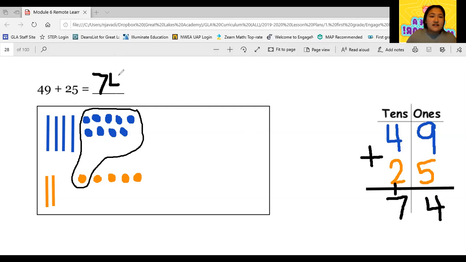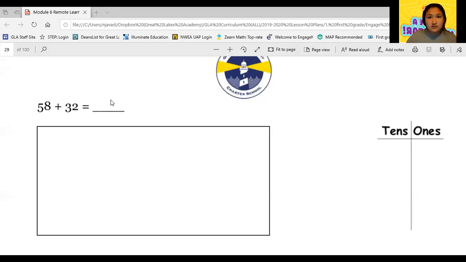74. Let's read the whole number sentence together. It says 49 plus 25 equals 74. Awesome job setting this one up. Let's read this one together. 58 plus 32 equals blank.